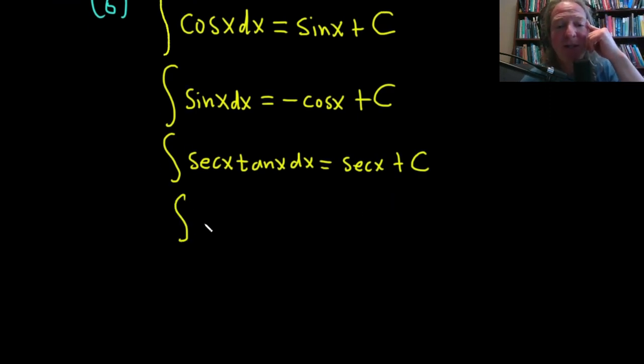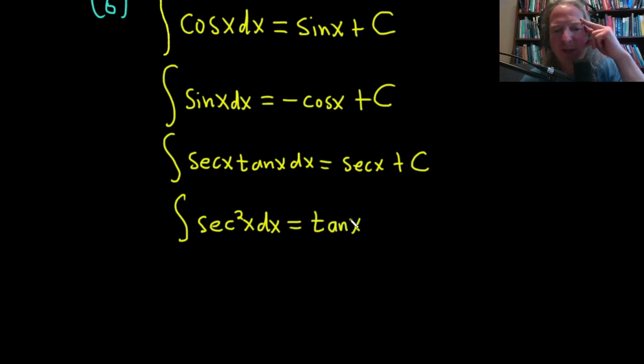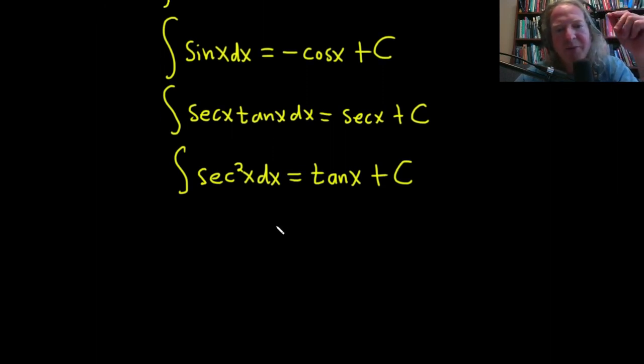And how about secant squared? That's another one we can do now. Secant squared x dx. So what's a function whose derivative is secant squared? Well, that's just going to be tangent x plus c, right? Because the derivative of tangent is secant squared.